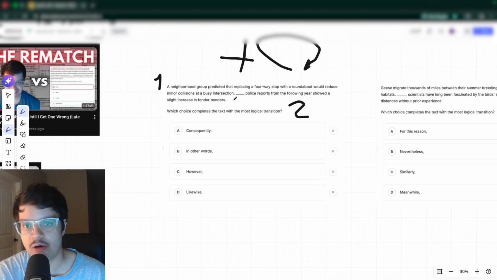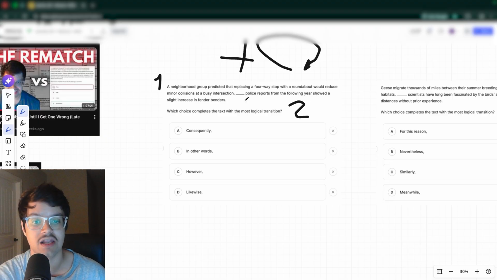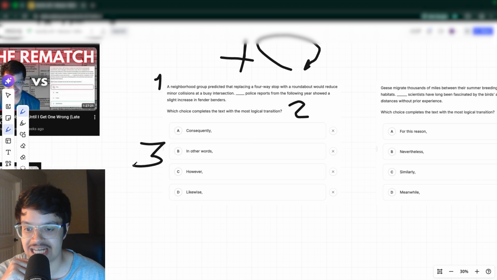So I would guess that it would be a word like however. However makes sense here because it's basically saying a contradiction. It's saying first this, but then this. So however is what I would guess here. And then finally, just look at the choices and just see which one matches.